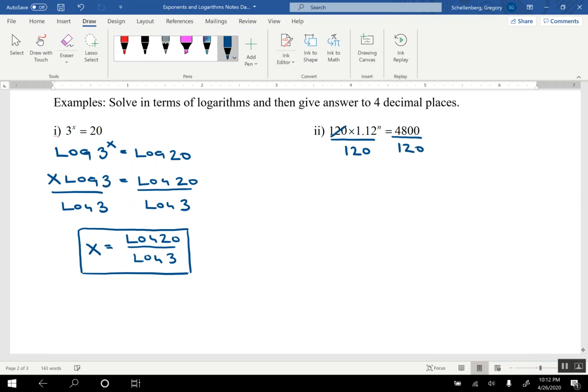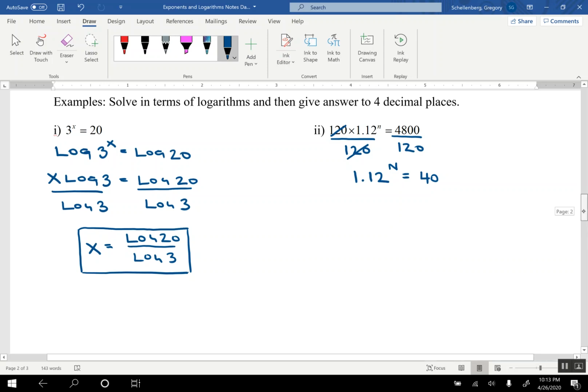So on the left-hand side, the 120s cancel each other out. So we're left with 1.12 to the power of n. And on the right-hand side, we're left with 40. Okay, now we can't convert 1.12 and 40 to powers with the same base. So we're going to log both sides. So we'll rewrite this as the log of 1.12 to the n is equal to the log of 40.